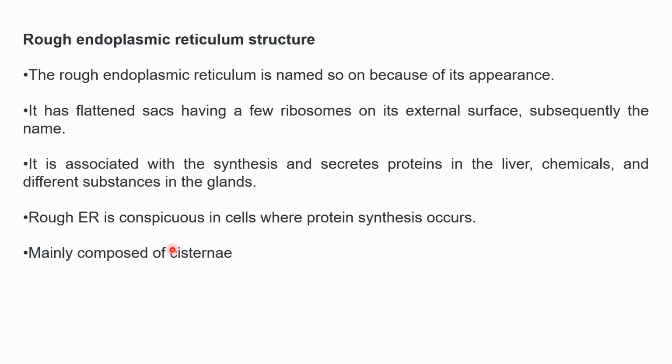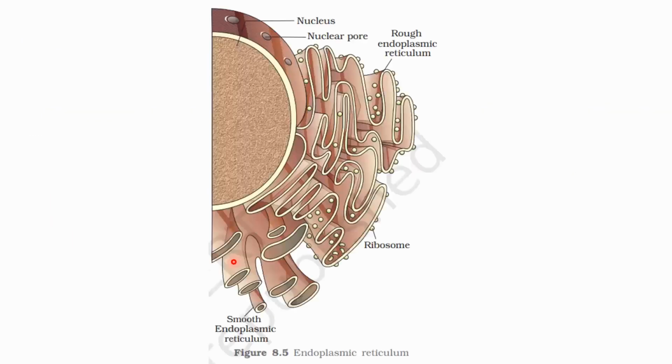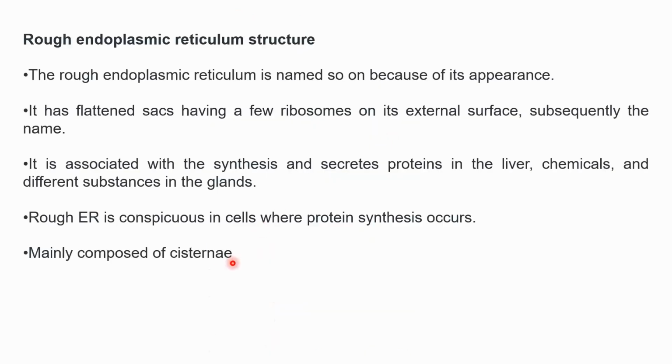It is mostly cisternae, as we discussed just now. What is the difference between cisternae and tubules? We can clearly see that mostly the ribosomes are present on the flattened sac-like structures, which are known as cisternae. So rough endoplasmic reticulum is mainly composed of cisternae, and it is usually associated with the synthesis and secretion of proteins in the liver, chemicals, and different substances in the glands.